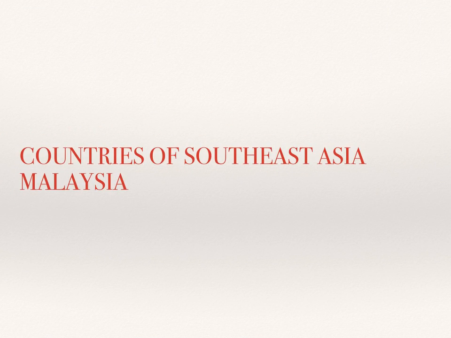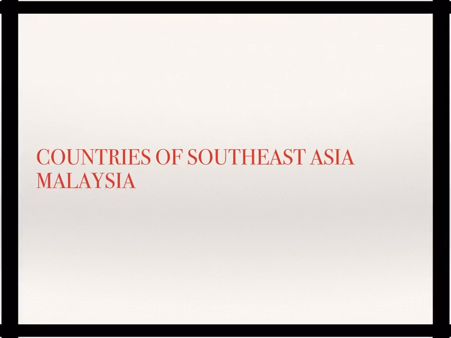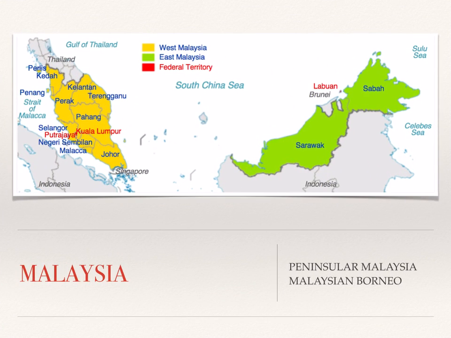Countries of Southeast Asia, Malaysia. Pause a moment and look at this map. Malaysia is a very interesting country. It exists on the mainland, and it also exists on part of an Indonesian island. So you have basically peninsular Malaysia, and then you have Malaysian Borneo, because that part of Malaysia is on the island of Borneo. There are actually 3 countries that have occupied parts of Borneo: Brunei, Malaysia, and Indonesia.